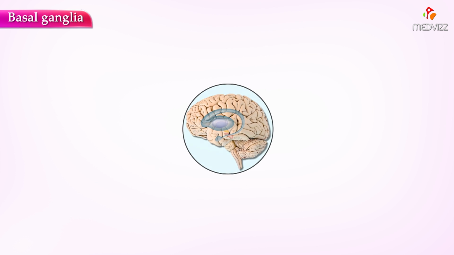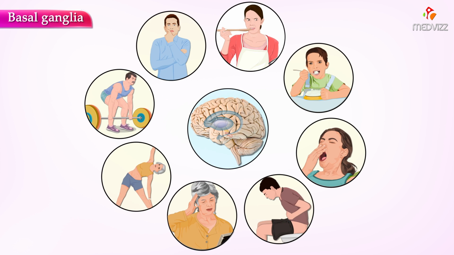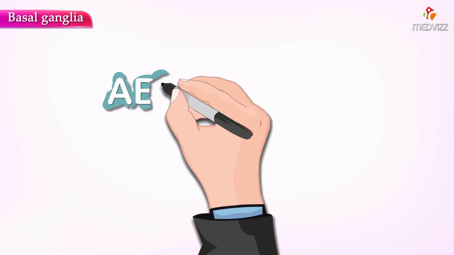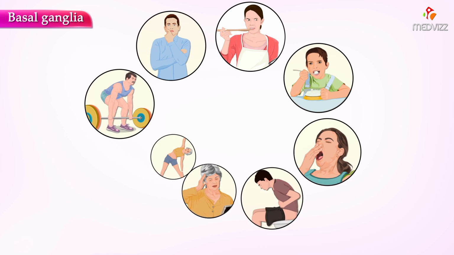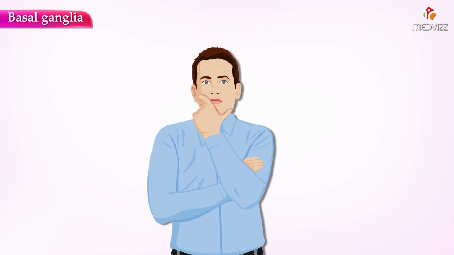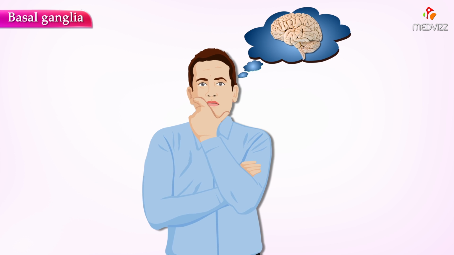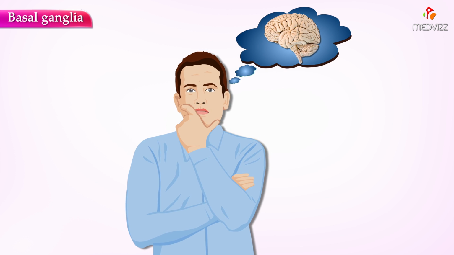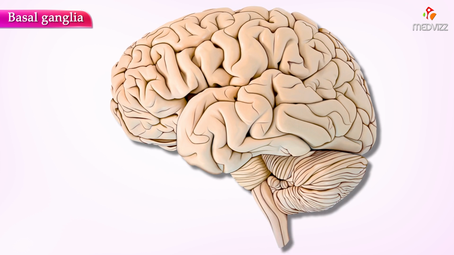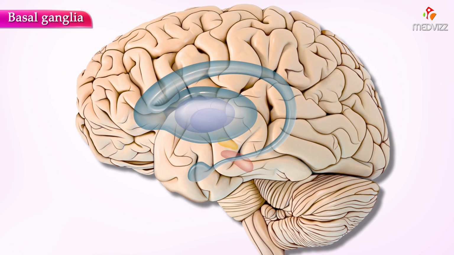On a daily basis, we perform thousands of movements, from walking to writing to grabbing a cup of coffee and so many other skill-based works. Did it ever cross your mind what in the brain is actually responsible for organizing and smoothing all these tasks? The answer to that question lies within the structure called the basal ganglia.